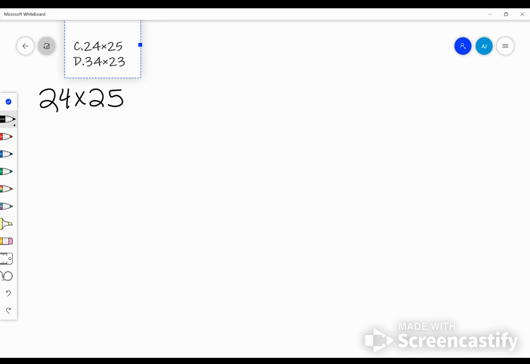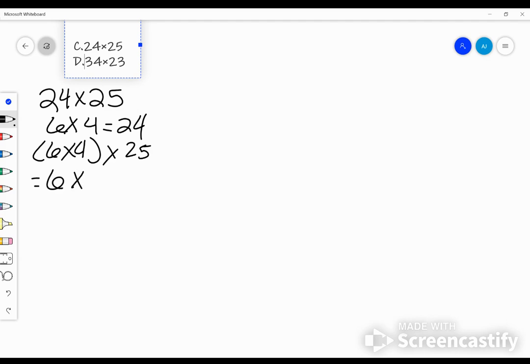We can take the fact that we know that 6 times 4 equals 24. So we're going to make a new equation where we replace 24 with 6 times 4. So we're going to do parentheses 6 times 4, because that's going to represent 24, times 25. And the associative property tells us that we can switch these parentheses around. So our new equation, that also equals 6 times, parentheses 4 times 25.